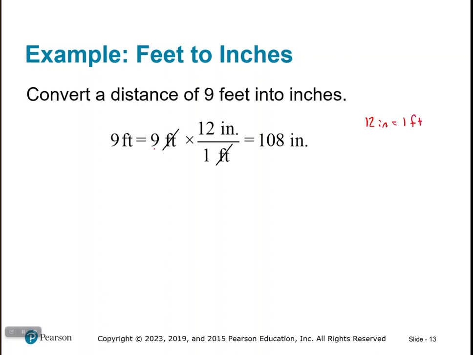Since foot is in the numerator here, anytime a fraction is not written, there's assumed to be a denominator of 1. Since feet is in the numerator here, I want to make sure feet is in the denominator for my unit cancellation. So I'll choose the 12 inches divided by 1 foot. 9 times 12 is 108 inches. Our feet canceled out.